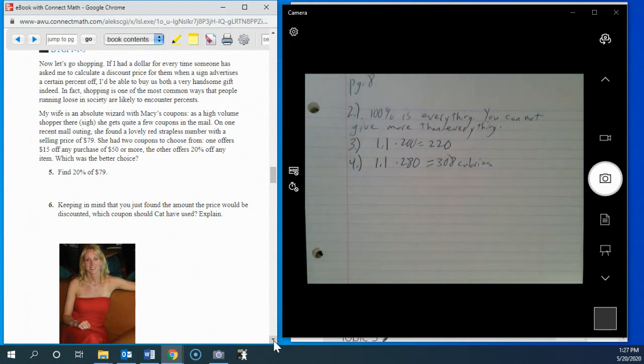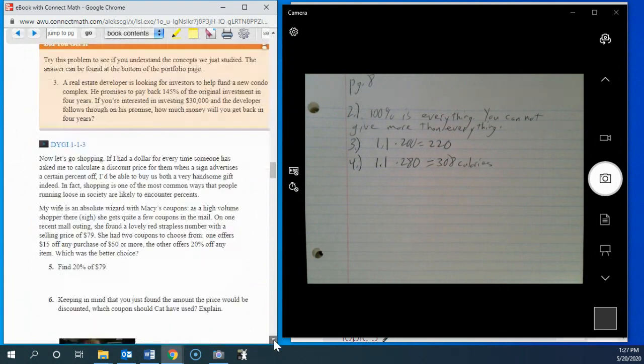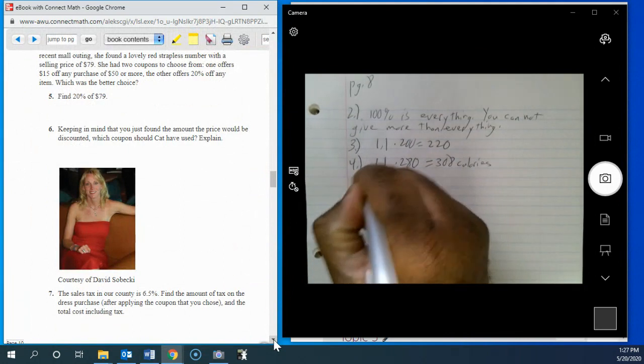Okay, so when we go here, wait a minute, let me make sure of this page number. Oh, it's actually page 9. This is actually page 9. So we need to write page 9.